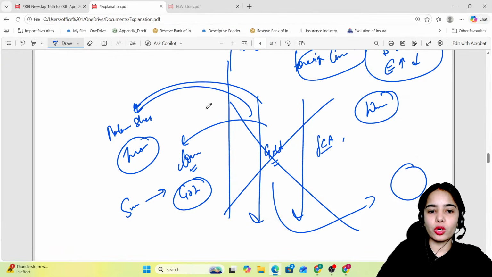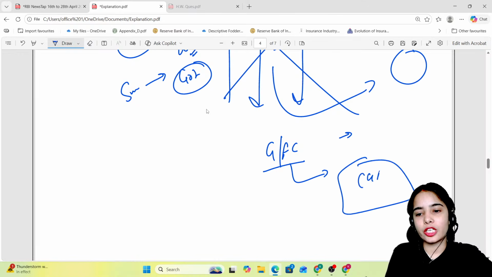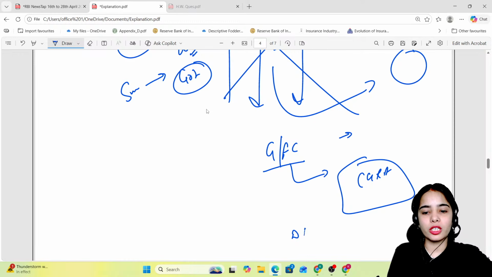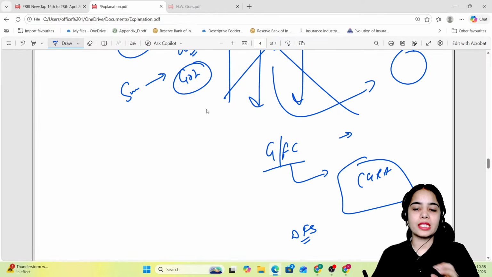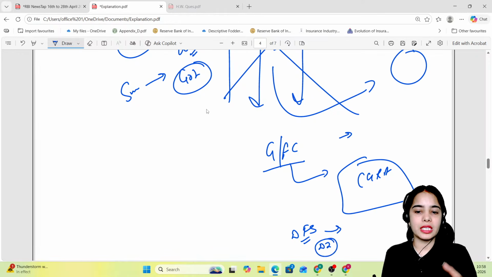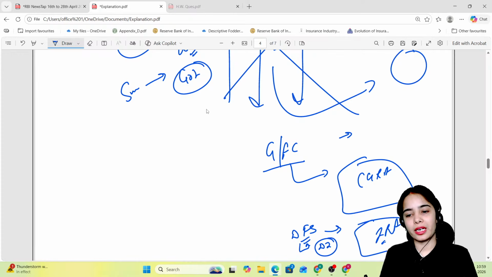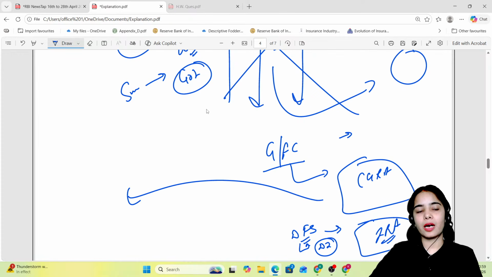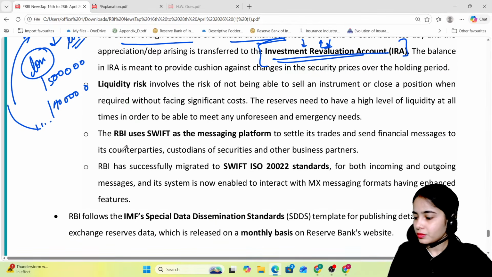So remember this: for gold and foreign currency, to record the unrealized gains and losses separately, there is the CGRA. And for the long-term foreign securities, the long-term foreign bonds, the sovereign or sovereign-backed bonds and debt instruments that the RBI is purchasing, the increase and decrease in prices is recorded in the IRA, so that they do not affect the general income and reporting of the RBI. Liquidity risk.